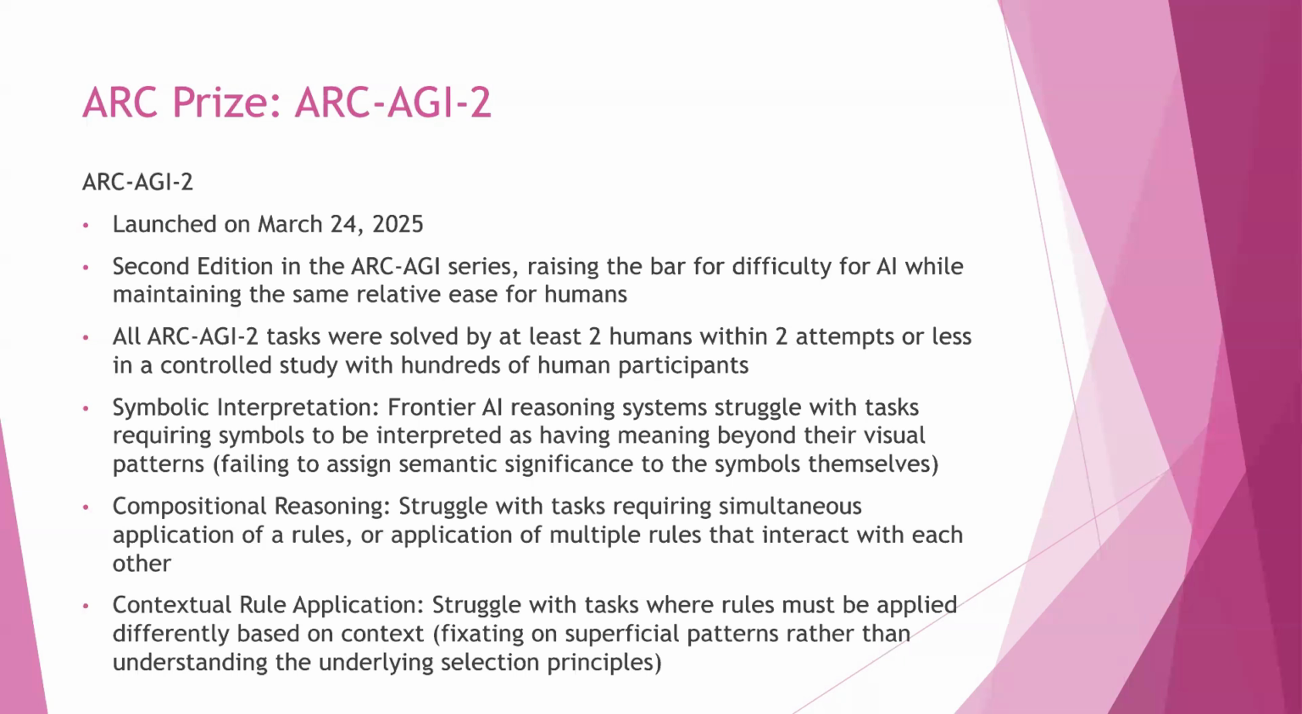What makes ARC-AGI-2 more difficult is its focus on 3 areas where AI seems to falter. Symbolic interpretation: frontier AI reasoning systems struggle with tasks requiring symbols to be interpreted as having meaning beyond their visual patterns, failing to assign semantic significance to the symbols themselves. Compositional reasoning: these AI struggle with tasks requiring simultaneous application of multiple rules that interact with each other. And finally, contextual rule application: these AI struggle with tasks where rules must be applied differently based on context, because in most cases, AI would fixate on superficial patterns rather than understanding the underlying selection principles.